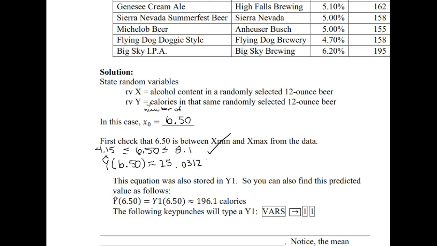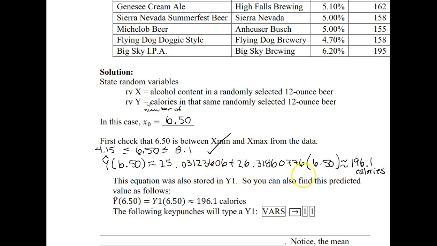So we take 25.03123606 plus 26.31860776 times x, which we're replacing with 6.50. And if we compute, that gives us about 196.1 calories.